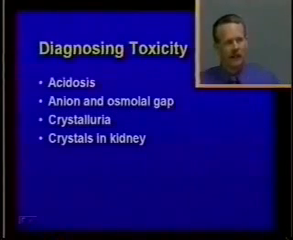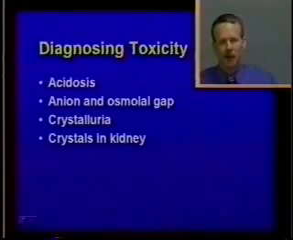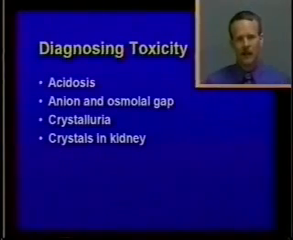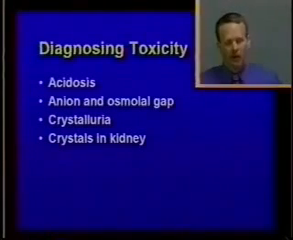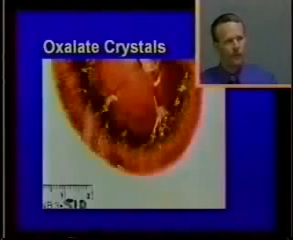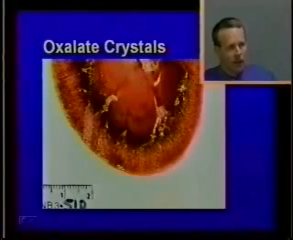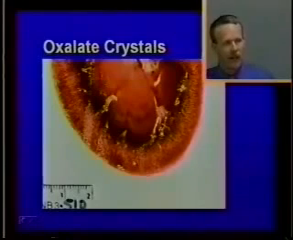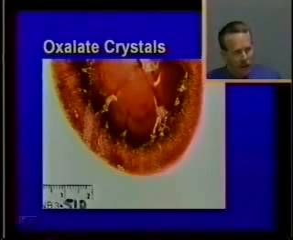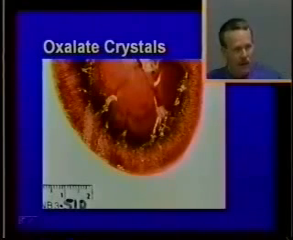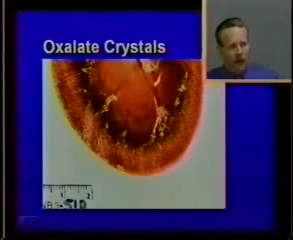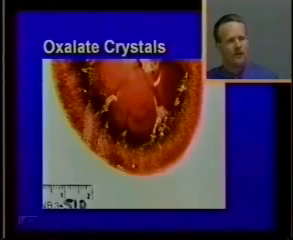Diagnosing ethylene glycol toxicity typically consists of clinical signs along with the presence of an acidosis with an anion and an osmolar gap, and later in the toxicity, crystalluria or crystals in the urine may be seen. In necropsy, one of the classic symptoms is to look for crystals in the kidney itself. And this is an example of what a kidney from an animal that's intoxicated by ethylene glycol may look like. And if you look carefully along the edge of the kidney here, you can see that this has kind of a granular appearance. And these granules are actually calcium oxalate crystals that are precipitated in the kidney.